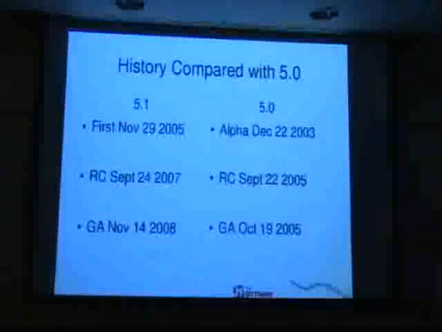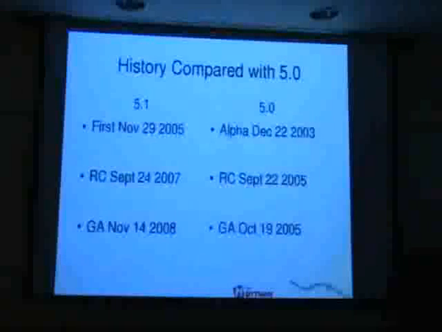MySQL 5.0 went into alpha in 2003. Again, 2 years of development, went release candidate, and then a month later, it went to GA. So why did 5.0 take only a month? Well, a lot of it was developed alongside each other. 5.0 went to release candidate September 22nd, 2005. A couple months later, they started working on and did the first release of 5.1. So the bug fixes in MySQL 5.0 were able to be used in 5.1.